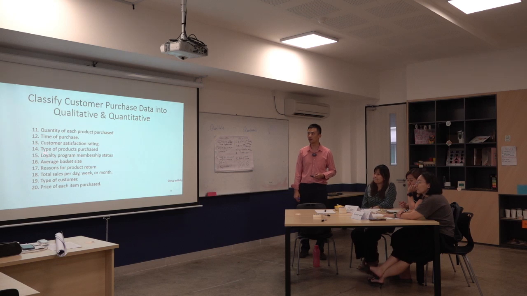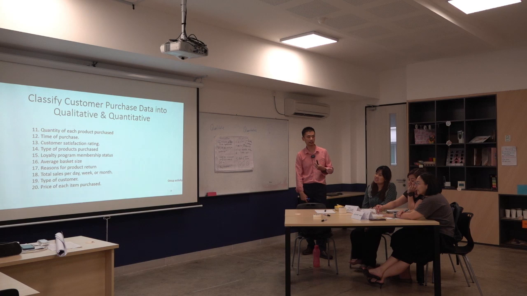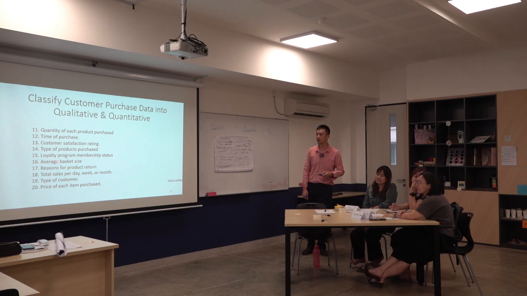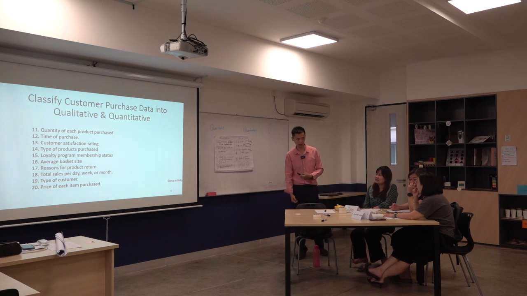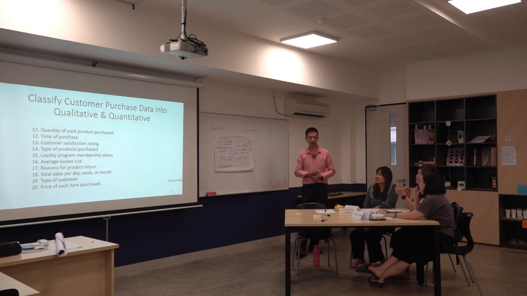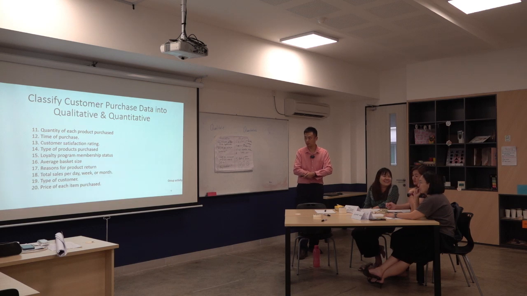Number 14, type of product purchased. Type of product is quality, for example organic or not organic. And 15, loyalty program membership status. This one is qualitative. Can we convert it to quantity? Yes, if you convert it based on the number of members, they are VIP and so on. Yes, this one can be both.